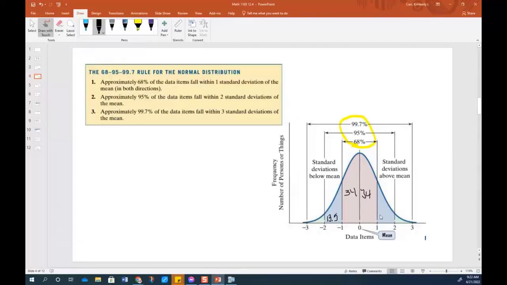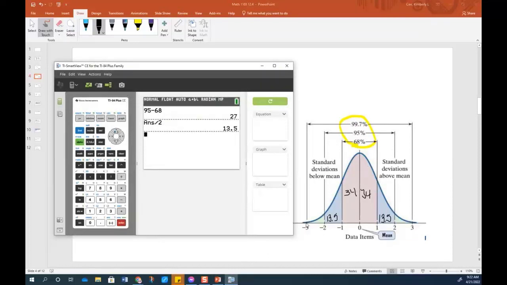Now I'm not writing my percentage things on there. I probably should, but these are percentages and I'm just kind of separating them out. So now if I do 13.5 plus 34 plus 34 plus 13.5, I've accounted for 95%. Well, in the same way, we can say, all right, if I go out from the -3 to the 3, I'll have 99.7%.